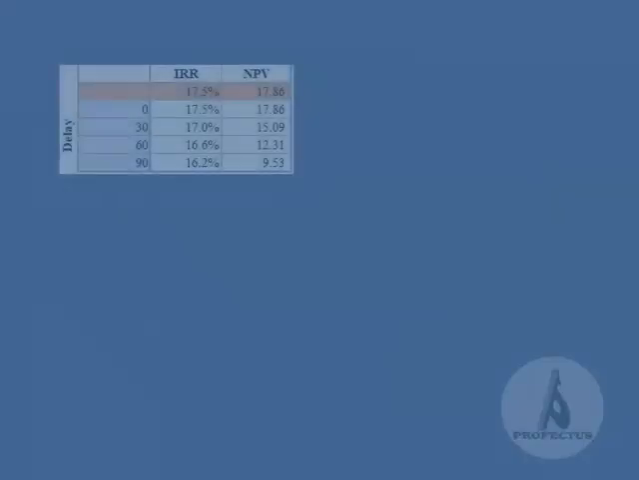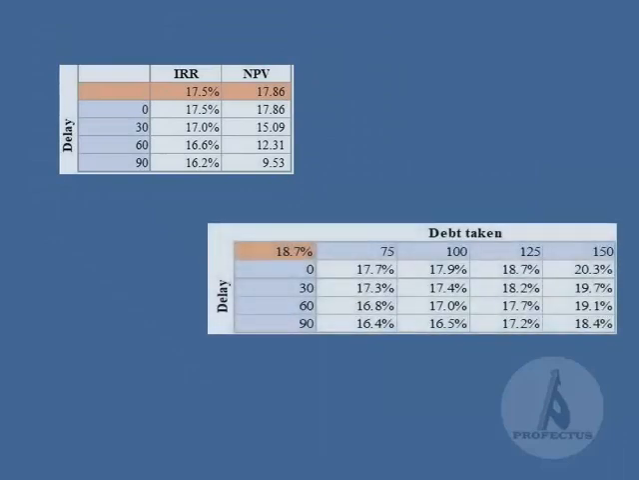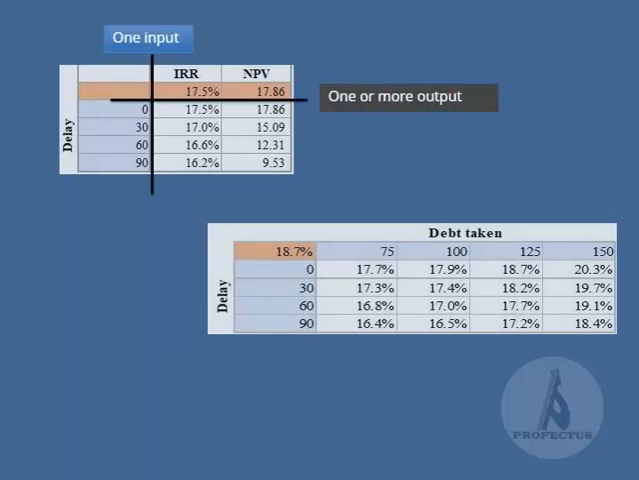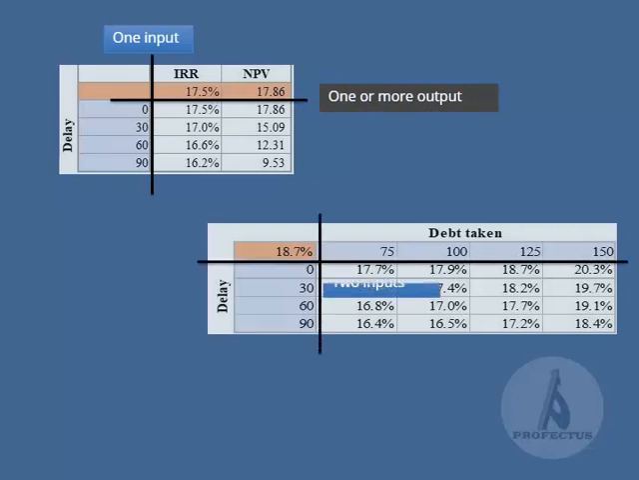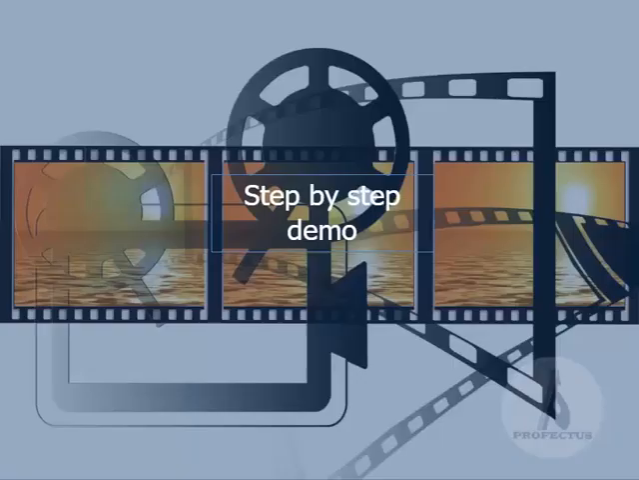Data tables can be either one-dimensional or two-dimensional. One-dimensional tables help us evaluate the impact of change in one input on one or more output. Two-dimensional data tables, on the other hand, allow us to evaluate the impact of simultaneous change in two input variables on one output. We shall now learn how to use this tool in a step-by-step manner.